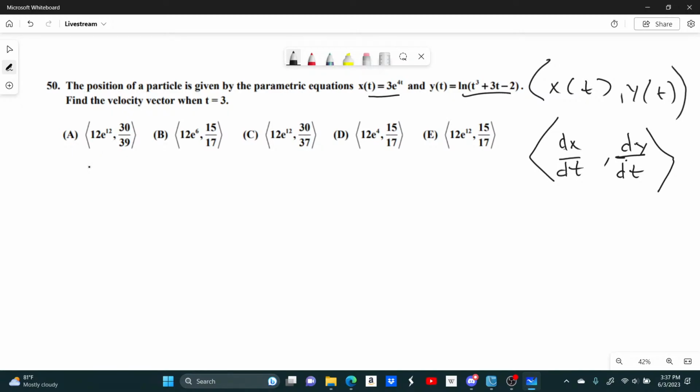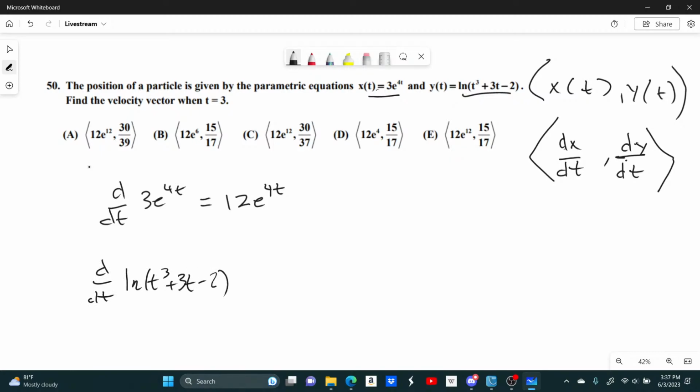So, if I take the derivative with respect to time of x of t, 3e to the 4t, I'm going to get the chain rule right this time, guys. It's going to be 12e to the 4t. And then if I do this for my natural log, pretty sure the derivative of natural log is, yeah.